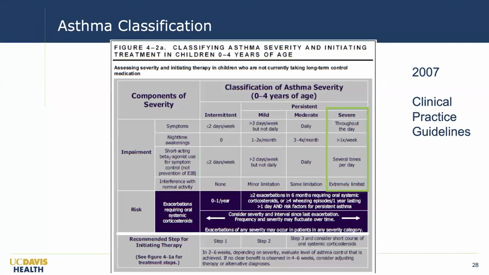I wanted to go also through kind of thinking about our kids on the other end of the spectrum. So kids with severe persistent asthma. Those are kids who have symptoms throughout the day. They may have nighttime awakenings greater than 1 time per week. They have to use their albuterol several times per day, and it does interfere with their normal typical activities.